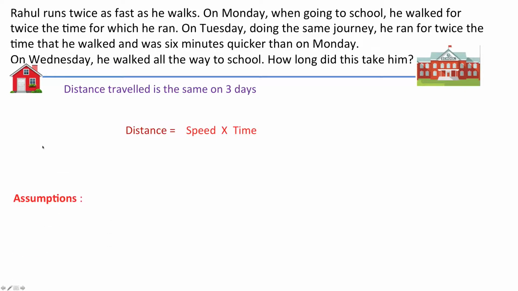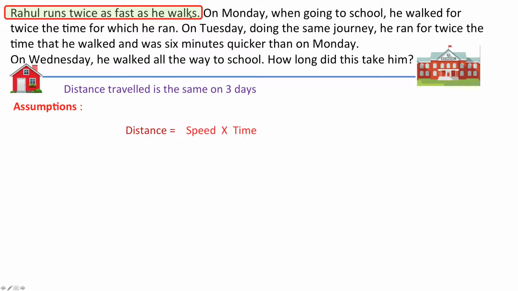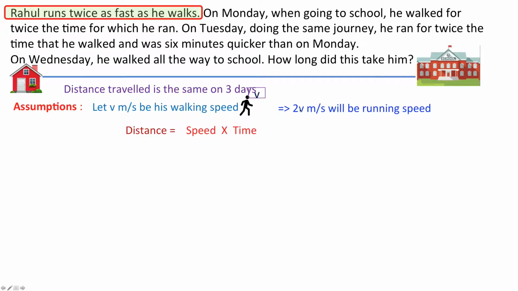In order to make the assumption, we'll use the fact that Rahul runs twice as fast as he walks. Now what it means is, if the speed at which Rahul walks is v meters per second, which means he travels at a speed of v meters per second while walking, which is what is denoted here. V is the speed here for walking. Then the speed at which he'll be running will be 2v meters per second, just twice the speed of walking. Now that gives you a useful kickstart in your journey towards our objective.